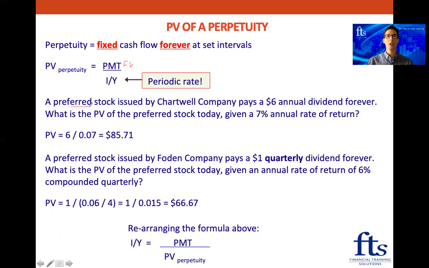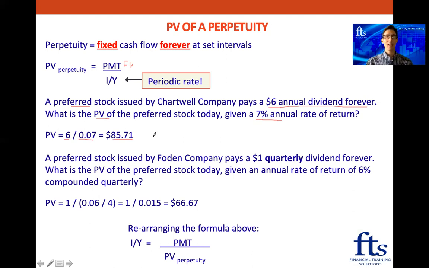So we've got a preferred stock issued by Chartwell Company, and it pays a $6 annual dividend forever. Now, all we need to know for now is that a preferred stock does pay a fixed dividend forever. And we will be talking more about this when we get to the equity section, but we'll just go with it for now. So to work out the present value of the preferred stock, and they give us their 7% annual rate of return, all we need to do is take that $6 dividend forever and divide it by the 7% rate, and there we get our value. So it's actually nice and easy.